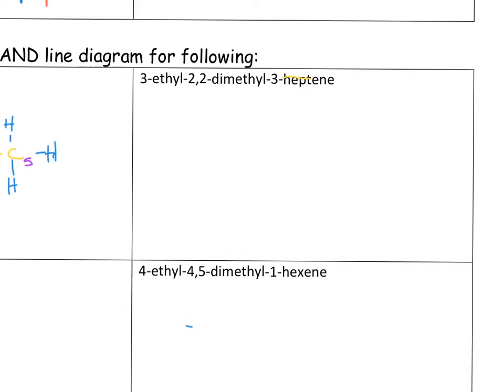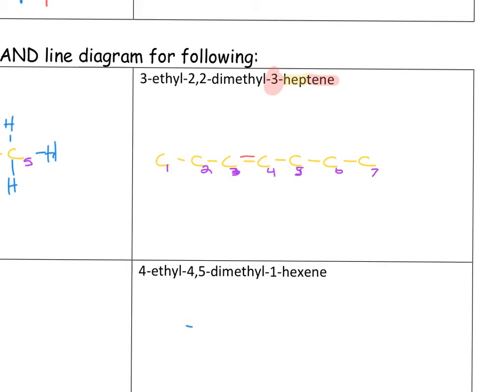we'll do this one over here, 3-ethyl-2,2-dimethyl-3-heptene. So our hept is going to tell us that we have 7 carbons. So number them right away. The ene tells us that we have a double bond, and the 3 is where it is. So between 3 and 4, we have a double bond.